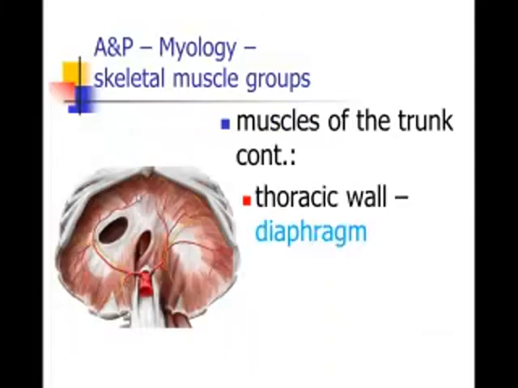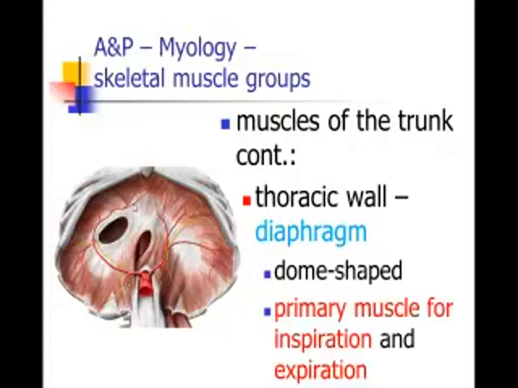And then we have the diaphragm. Diaphragm is considered part of the thoracic wall, and it aids both in inspiration and expiration. It's dome-shaped. It's actually a double dome. There's a dome on the right side that extends superiorly more than the dome on the left side.